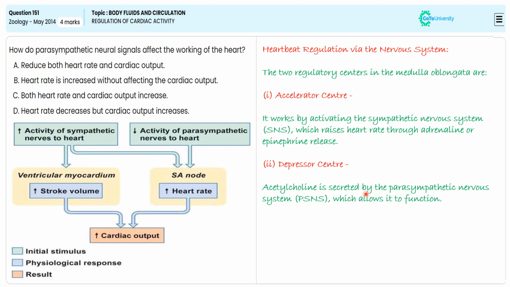So the parasympathetic nervous system lowers the heart rate and action potential conduction velocity, and hence the cardiac output also comes down because of the parasympathetic activity. So we are choosing option A as the correct answer to secure 4 marks, after ignoring options B, C and D.